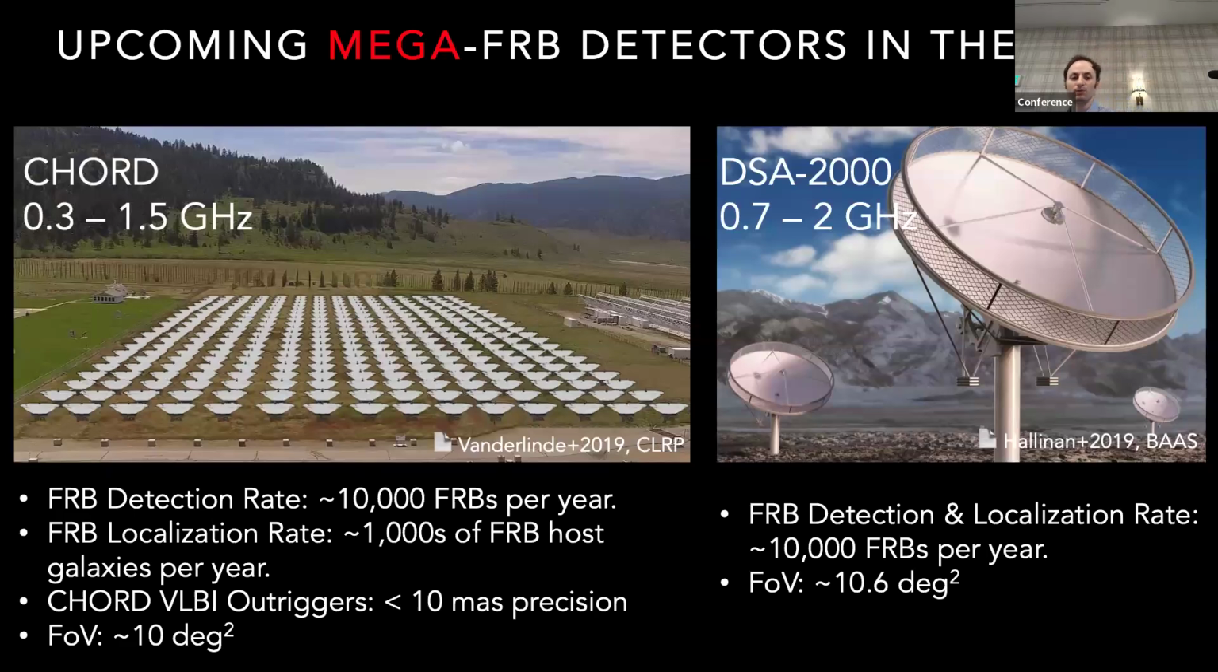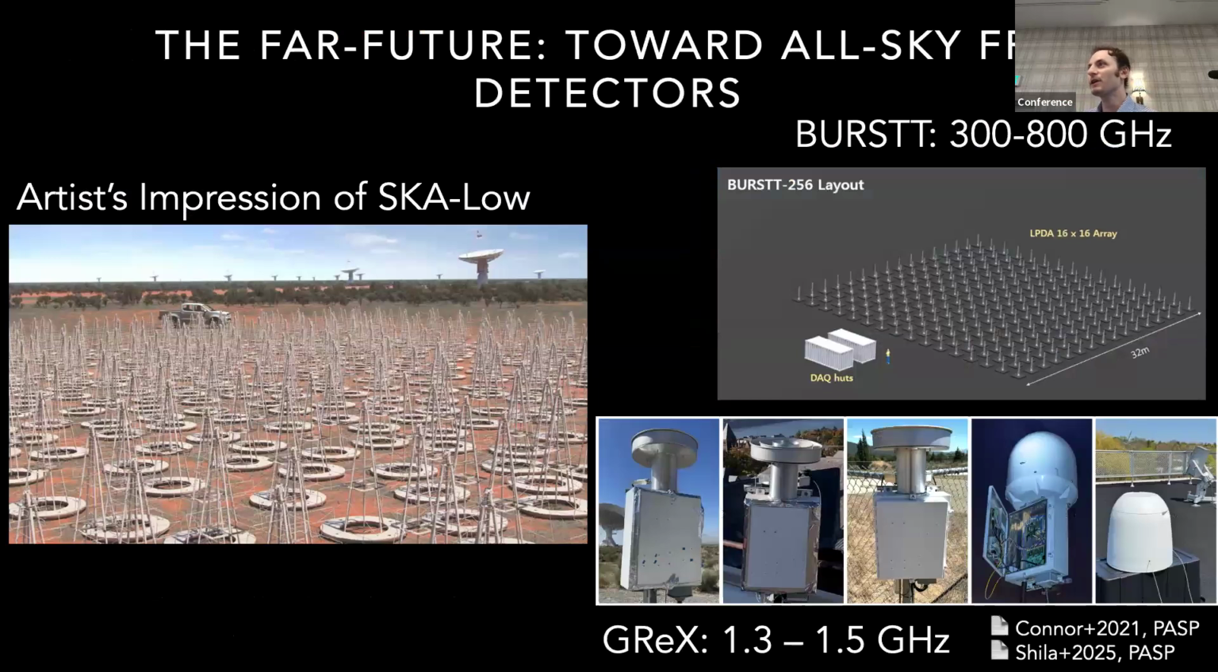And then in the 2030s, we'll also be encountering a new era where there'll be these mega FRB detectors like CHORD and DSA-2000 that are going to, just based upon a detection rate, produce about 10,000 FRBs per year. And you can expect roughly thousands of FRB host galaxies from those experiments. CHORD, in addition, will have similar types of outriggers to CHIME. And that will enable, because it's at slightly higher frequency, up to 1.5 gigahertz, localization precisions down to 10 milliarcseconds or so.